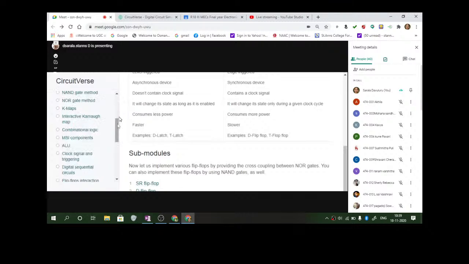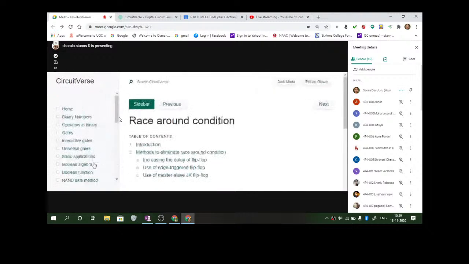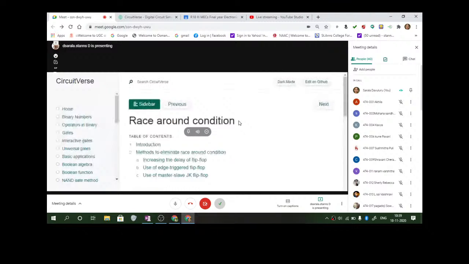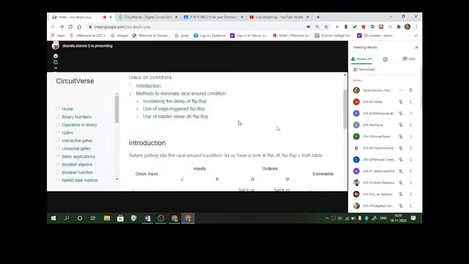D flip-flops are over. Now the race around condition, which I would like to show you. What is this race around condition? What was the race around condition that we discussed? It is a condition in which, using an RS flip-flop with NOR gates, if R is equal to 0 and S is equal to 0, then both Q and Q bar will be in the 0 state, which is forbidden.